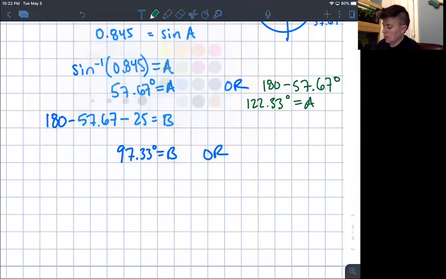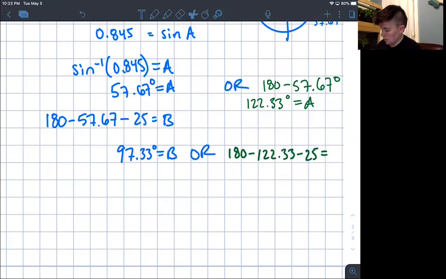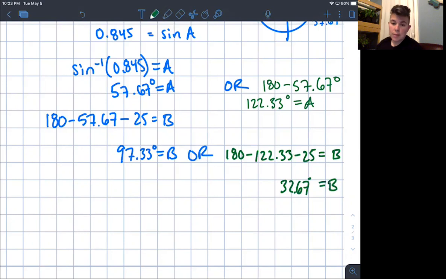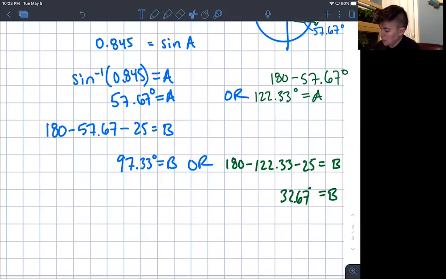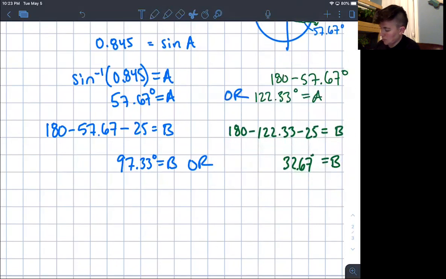Or, let me switch over to green, 180 minus 122.33 minus 25 is 32.67 degrees for B. So I have two different possibilities for angle A, which means I have two different possibilities for angle B, right? So that's what's happening there.